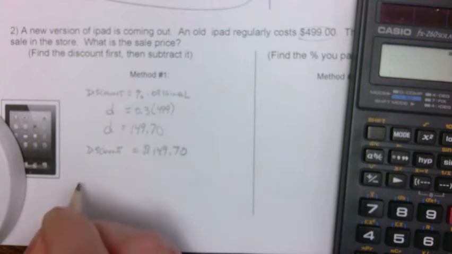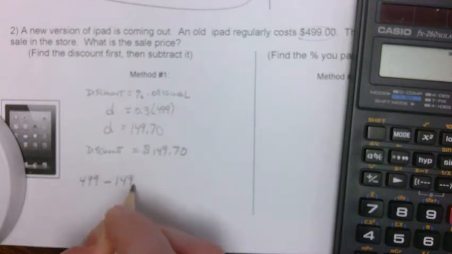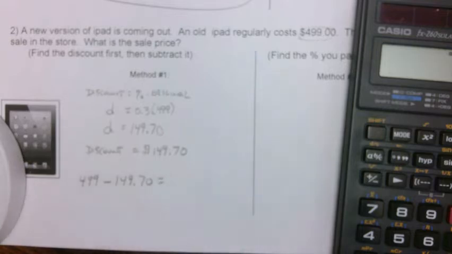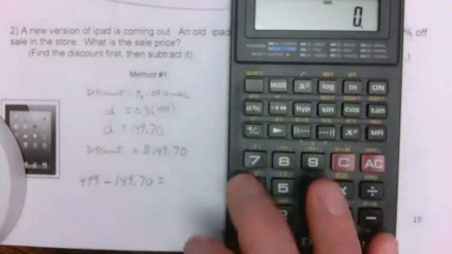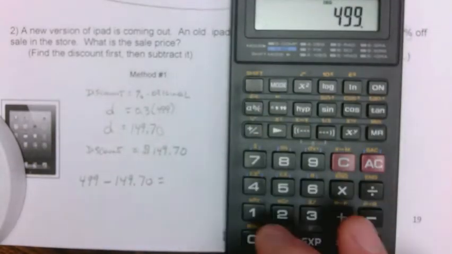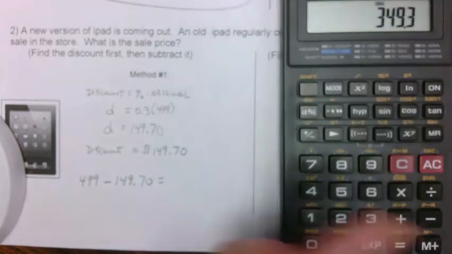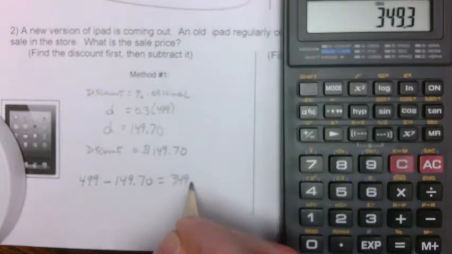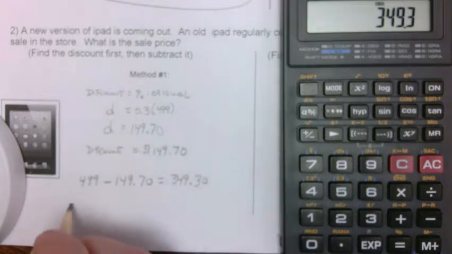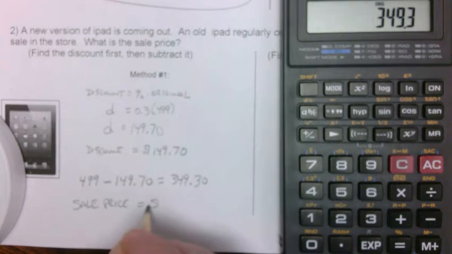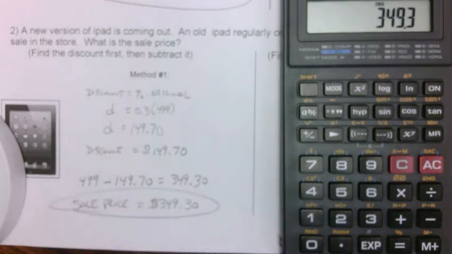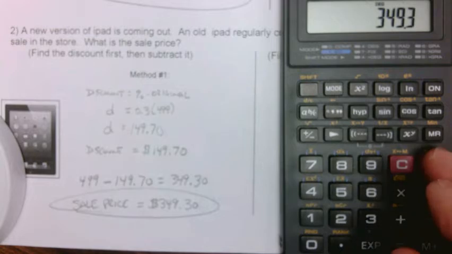Now to get the sale price, we're going to take the original, which was $499, and subtract off the discount, $149.70. 499 minus 149.70, and that gives us $349.30. Okay, so this is the sale price. Sale price equals $349.30. Okay, but that was just method number one.